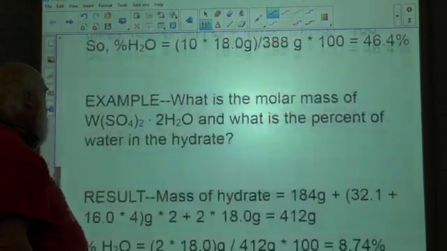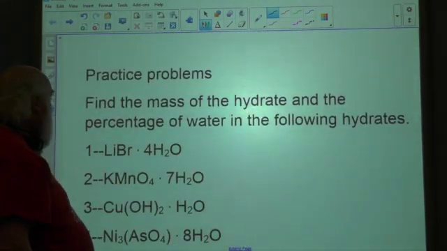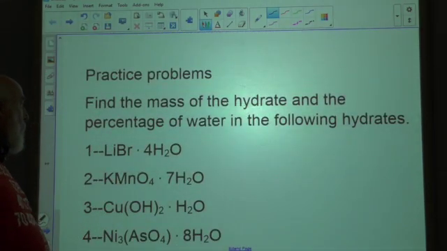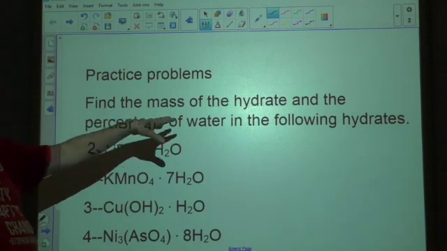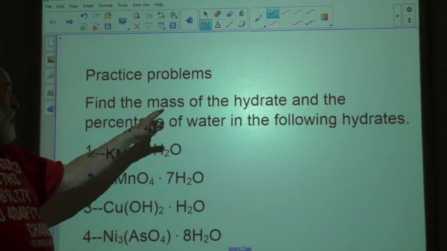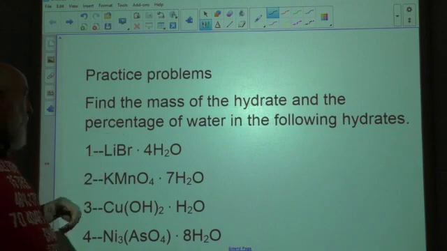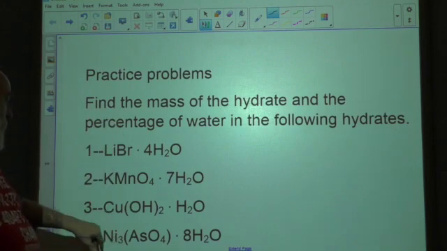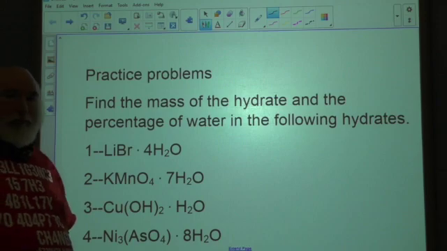For practice problems, we have 4 hydrates. Find the mass of the hydrate, and I should say molar mass of the hydrate like I did, and then the percentage of water in those hydrates. Have fun.